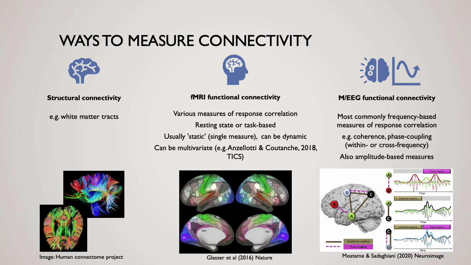And the final category here is functional connectivity based on MEG or EEG data. These data have much finer temporal resolution, but less spatial resolution than fMRI. And like for fMRI, there are a number of different analysis methods.